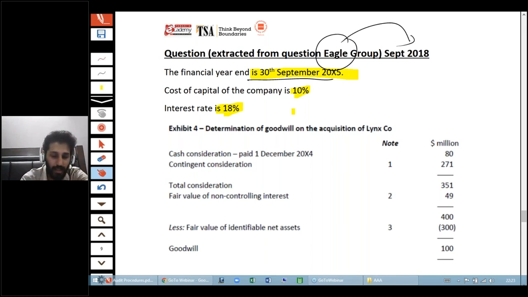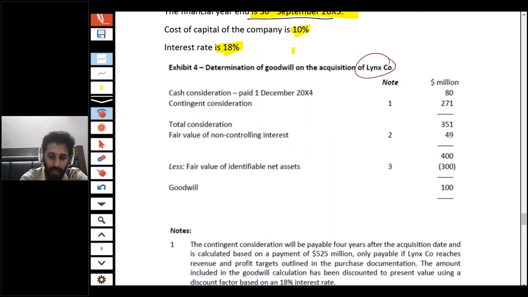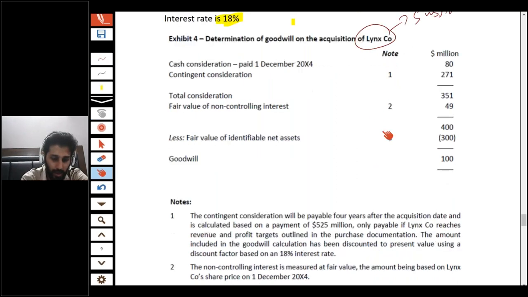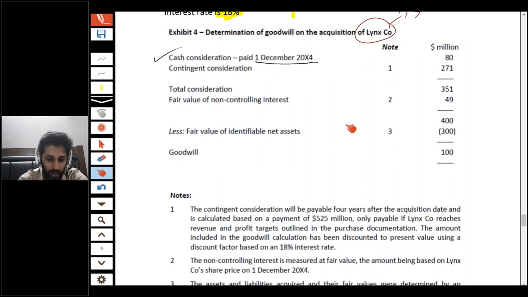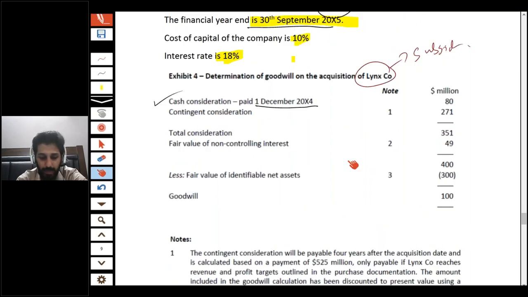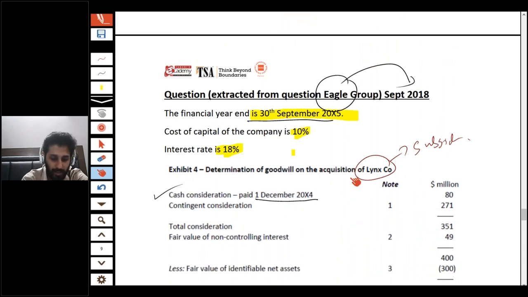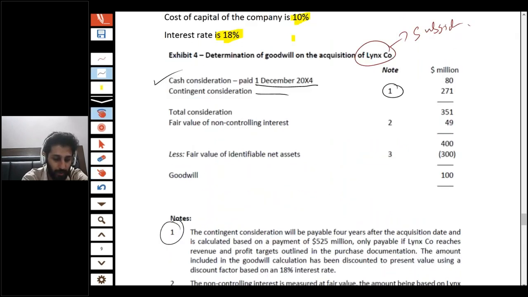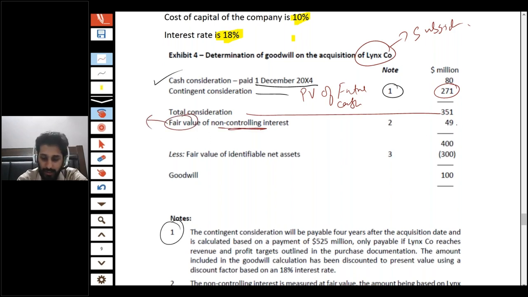Now, determination of the goodwill on the acquisition of Links company. Links company is obviously a subsidiary. It's a cash consideration paid on 1st December 20X4. The year end is 30th September X5. And this is the contingent consideration, note number 1. We will be reading note number 1. The contingent consideration is the present value of the future cash, it's 271, right? It's a total consideration. The fair value of non-current assets is 49 million.